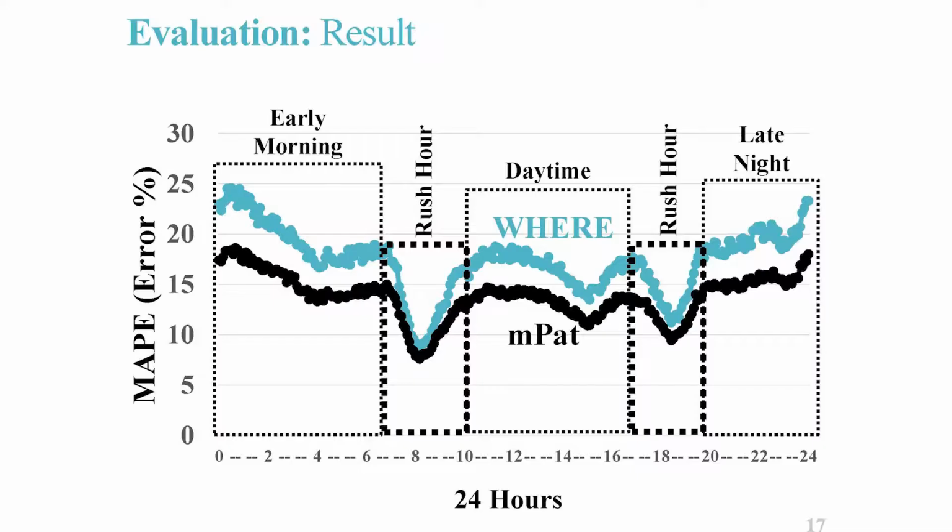For the early morning and the late night, we found that both models had a pretty high error because of some irregular mobility here. But during the morning rush hour and the evening rush hour, the performance becomes better because of the commuting pattern. And during the daytime, the error becomes higher again due to random mobility. But our MPAT, which is the name of our system, is better than WIR, because we use cross-domain data sets instead of only cell phone data.